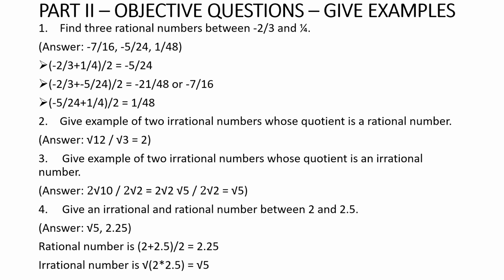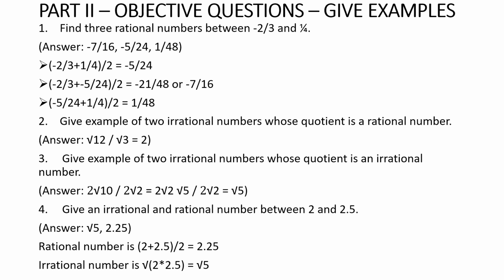Also, you can have two irrational numbers whose quotient is an irrational number. For example, 2 root 10 upon 2 root 2. So root 10 means root 2 times root 5. So ultimately the quotient is root 5, which is an irrational number.